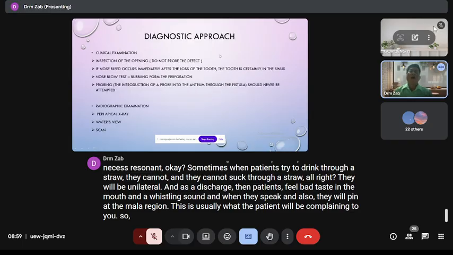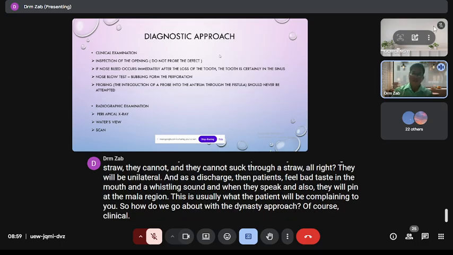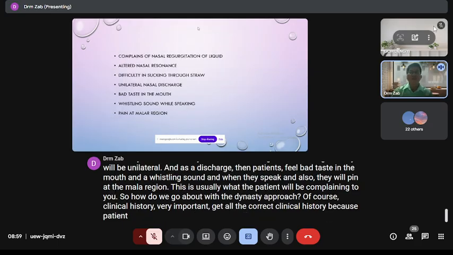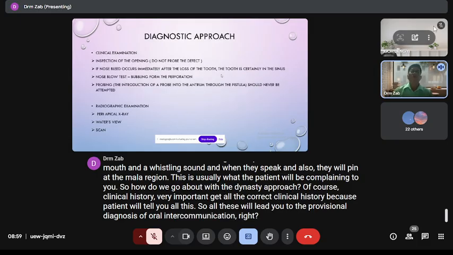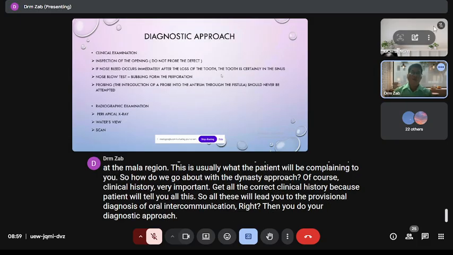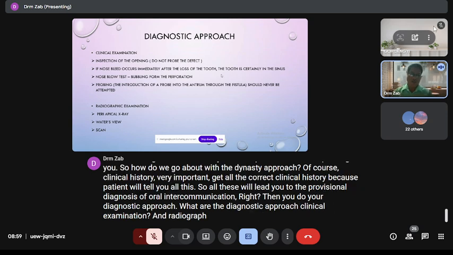All right. So how do we go about the diagnostic approach? Of course, clinical history, very important. Get all the correct clinical history because the patient will tell you all this. So all this will lead you to the provisional diagnosis of oro-antral communication. All right, then you do your diagnostic approach. What are the diagnostic approaches? Clinical examination and radiographic examination.